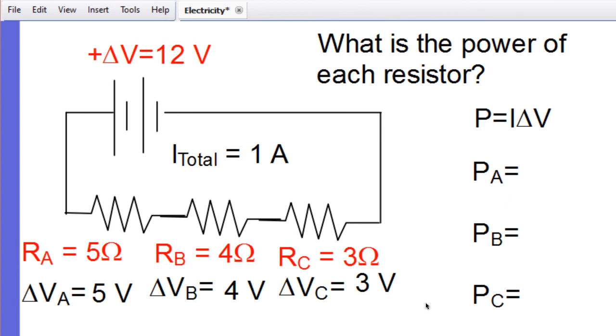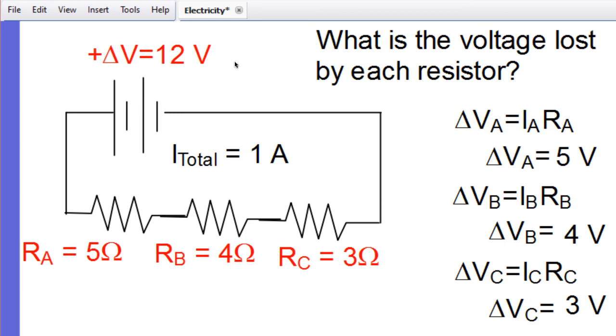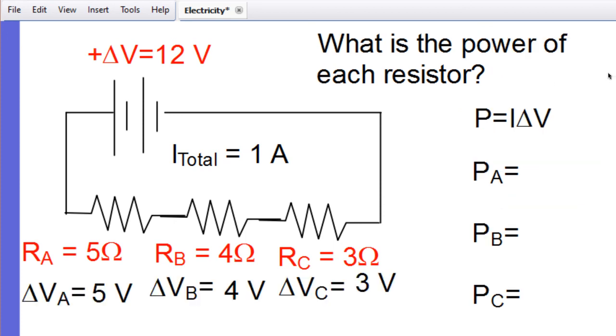What if I want to know the power of each resistor? So at this point we solved for the current in the circuit. We've solved for the voltage lost by each resistor. What about if I want to know the power of each resistor? Well, P equals I times V. I is 1 everywhere because it's a series circuit. The current has nowhere else to go. So 1 times 5 is 5 watts. 1 times 4, 4 watts. 1 amp times 3 volts, 3 watts.